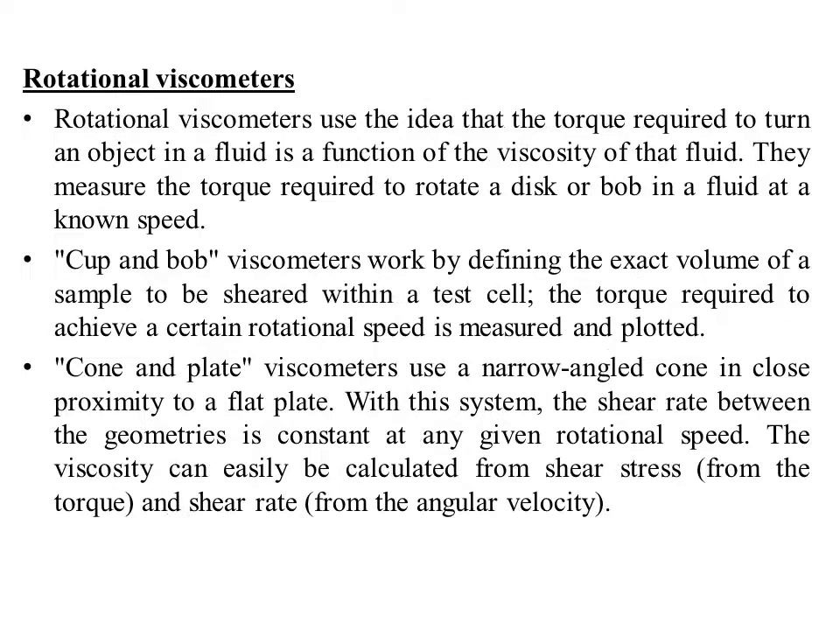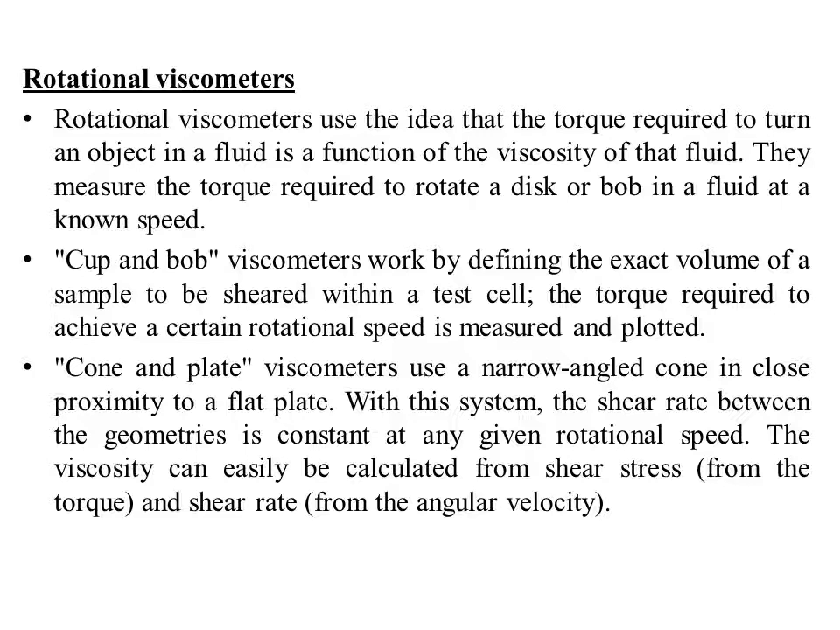The rotational viscometers use the idea that the torque required to turn an object in a fluid is a function of the viscosity of that fluid. They measure the torque required to rotate a disc or bob in a fluid at a known speed. So these viscometers work by defining the exact volume of the sample to be sheared within the test cell. The torque required to achieve a certain rotational speed is measured and plotted.